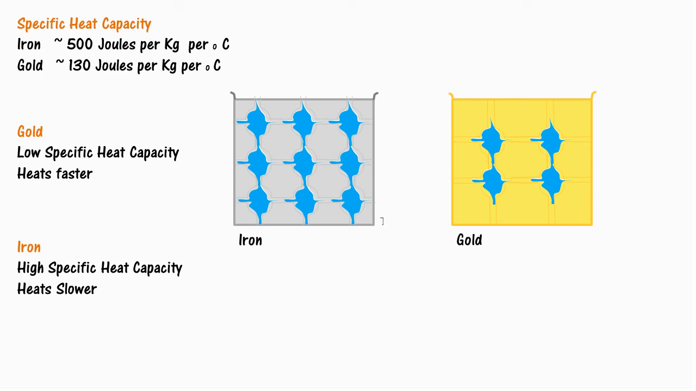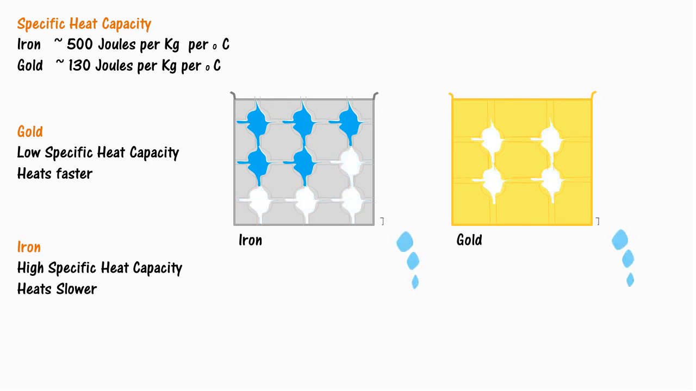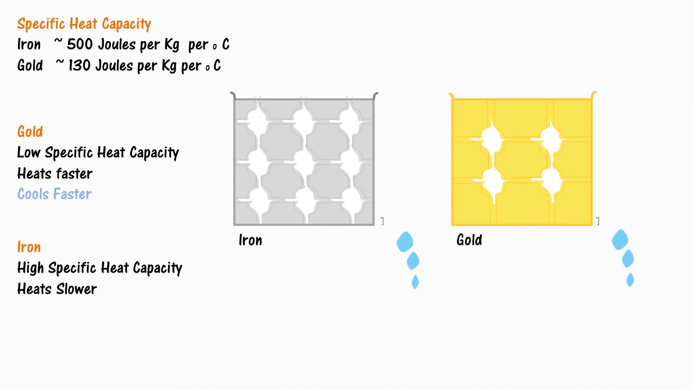And what happens if we consider a tap on the edge of the block of iron and gold and start emptying out the water, the imaginary water which is there in the block of iron and gold? The gold empties out first, and that is expected. So gold cools faster and iron takes longer to cool down. So iron cools slower. So gold, which has a lower specific heat capacity, cools faster, and iron, which has a higher specific heat capacity, cools slower.